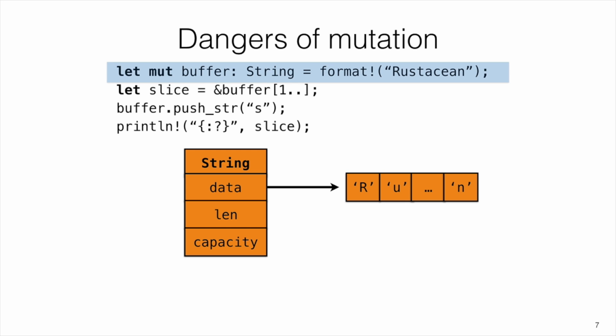Well, let's execute it. We're going to see how the machine model works. So the first thing that would happen is we'd create a string.